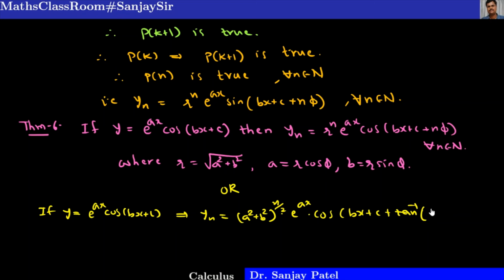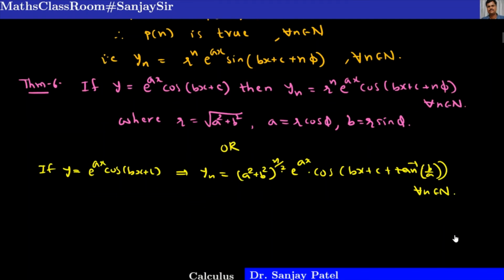Tan inverse of b upon a. Phi is given by tan inverse of b upon a, because if you take b upon a, you will get tan phi, and therefore phi is equal to tan inverse b upon a for every n belongs to N. This I leave it to you. The proof is exactly the same as theorem number 5, only the function is changed.